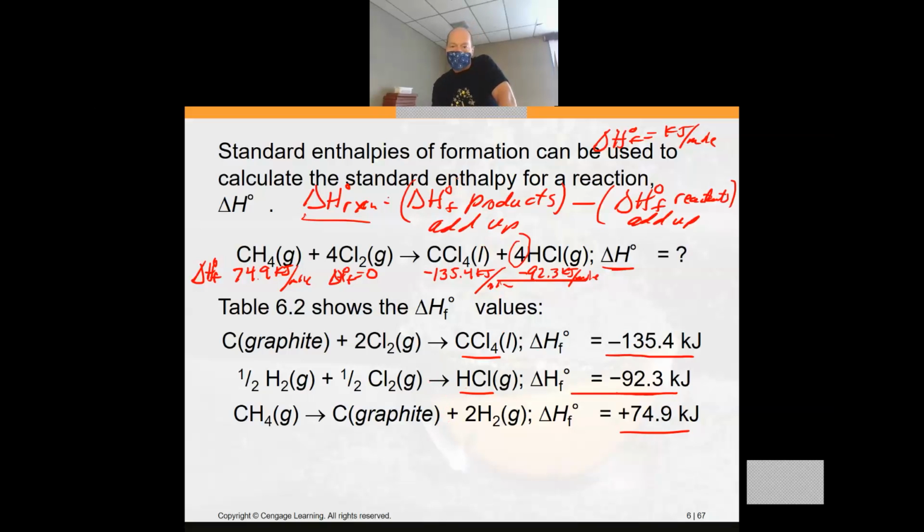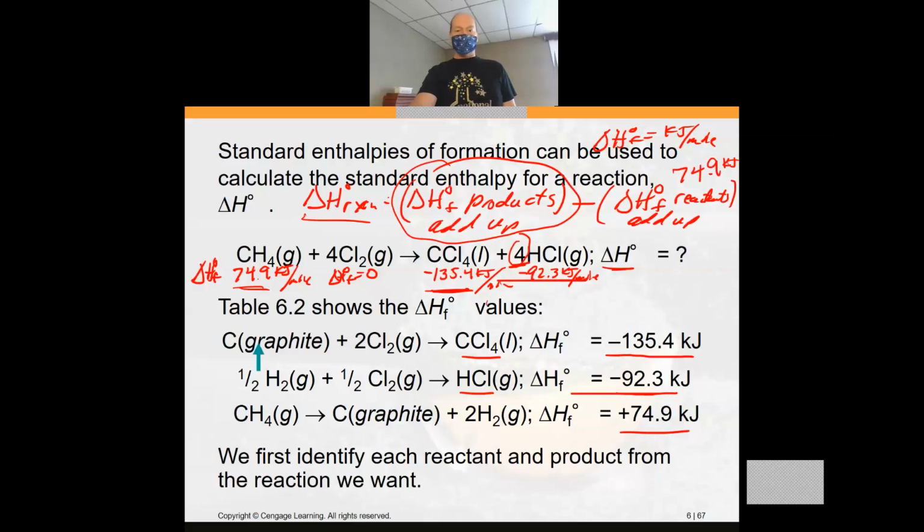All right, so then you take your products, you're going to add them up. You got 1 CCl4, so you got your negative 135.4. You got 4 moles of HCl, so 4 times negative 92.3. Those are your products. You add those up. That number goes here. Minus, you have just 1 CH4, so you just have 74.9. You have 4 times 0. Anything times 0 is 0. So your reactants are very simple. That is the 74.9 kilojoules. All right, so you need to multiply the negative 92.3 by 4, and then your 135.4, get a number for your products. Products minus reactants. That is going to give you your delta H.